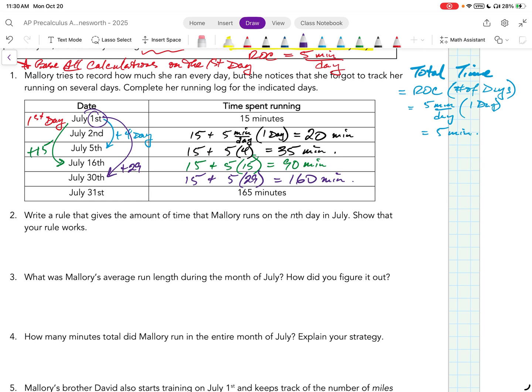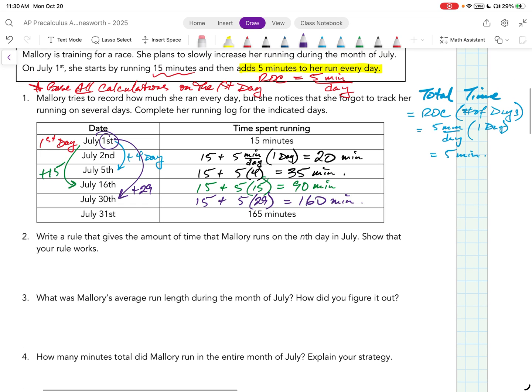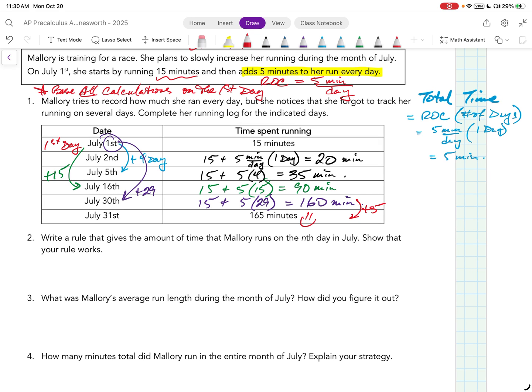Okay, and then what do we have? And so on July 31st, she already wrote down that she ran 165 minutes, which makes sense because if you simply add 5 minutes to 160, because the rate of change is 5, 160 plus 5 is 165, so that makes sense. Give a little happy face right there.